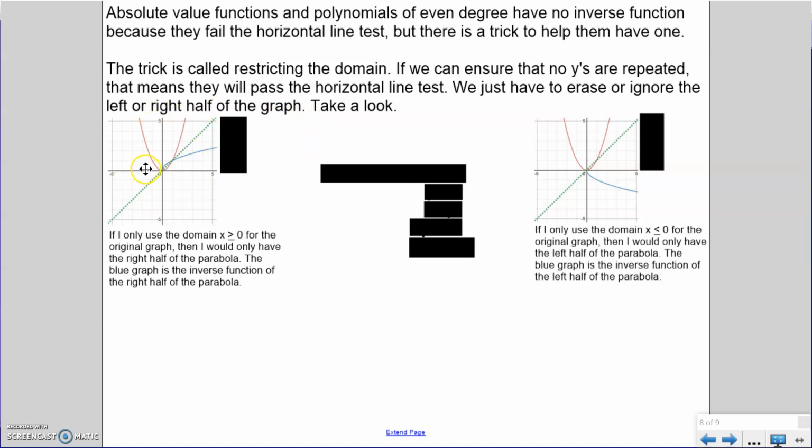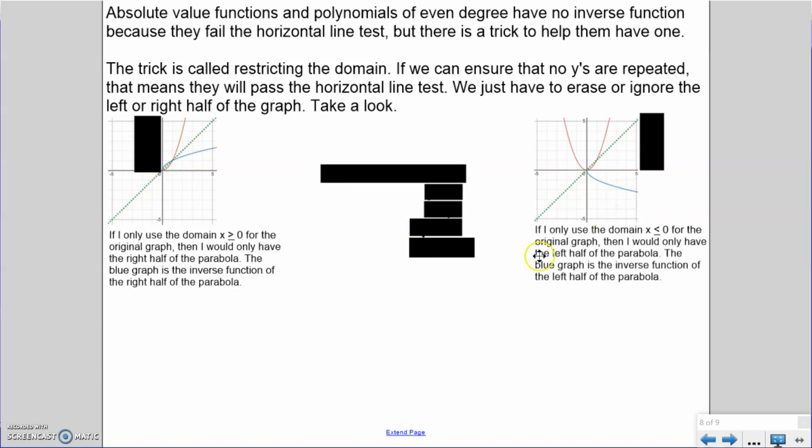So here's the graph. If I only use the domain x is greater than or equal to 0 for the original graph, that means I don't care about this left side. It's gone. Then I only have the right half of the parabola. Now it will pass the horizontal line test because there's no repeat y's. The blue graph is the inverse of the right half of the parabola. So if I reflect this part only over the diagonal line, you do get this.